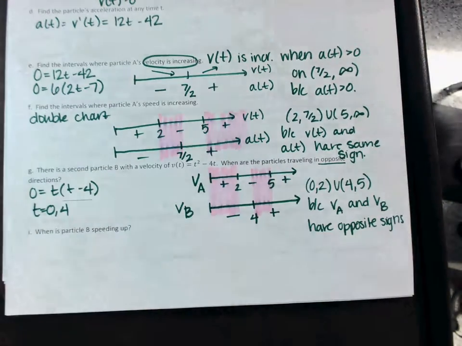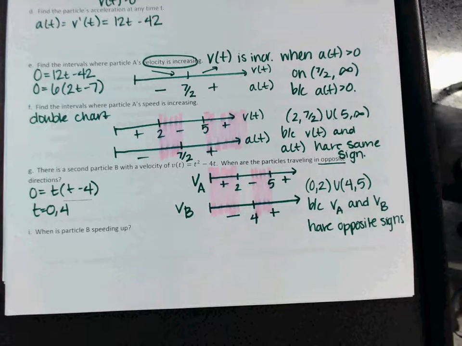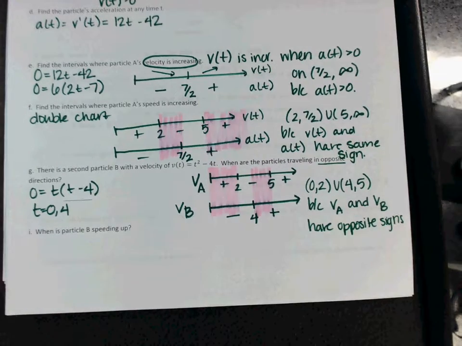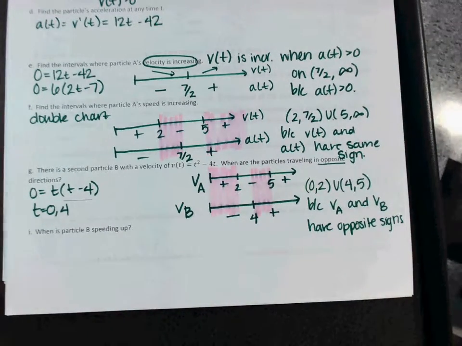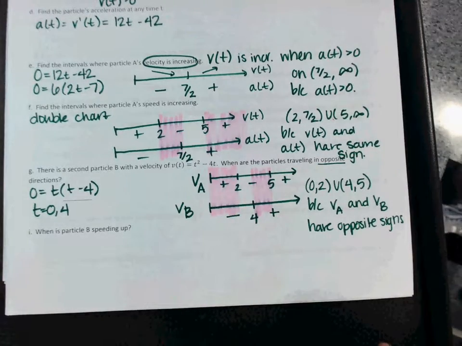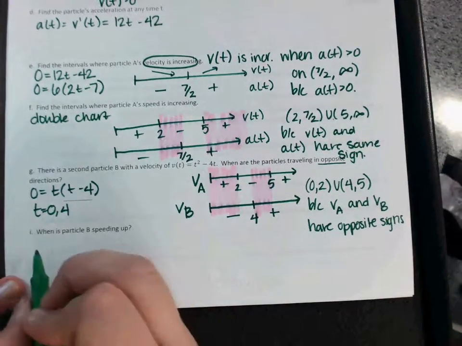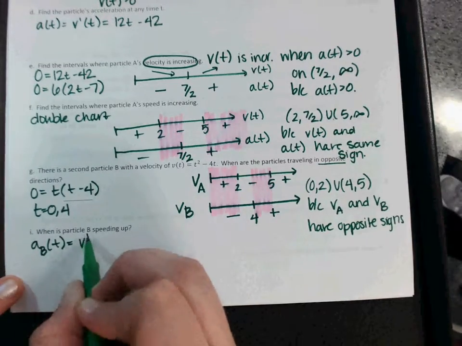Okay, think about that last part, what you would have to do there. Okay, what would you have to do on that next part? Find the acceleration and then do a double line chart. Very good. Okay? So find the acceleration for me, please. Great. And now, how could I make it different from my other A? What could I do as a little subscript? A, B of T. Very good. That is V prime of T for B.